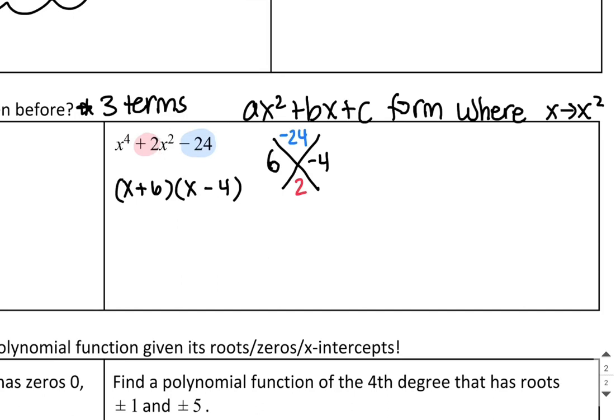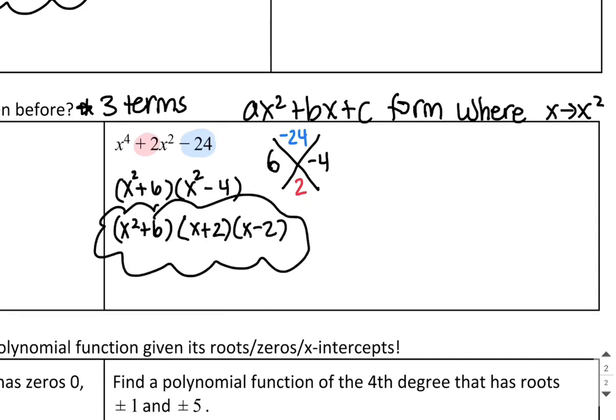So everywhere I see an x in my answer, I'm going to put x squared instead. And then I'm going to simplify further if I can. So what I have is x squared plus 6. Can't break that down further, but I can break down x squared minus 4 further into x plus 2 times x minus 2, since it's the difference of 2 squares. And this is my answer.